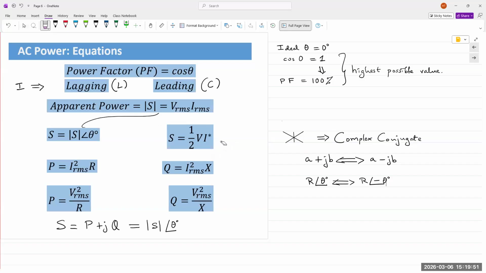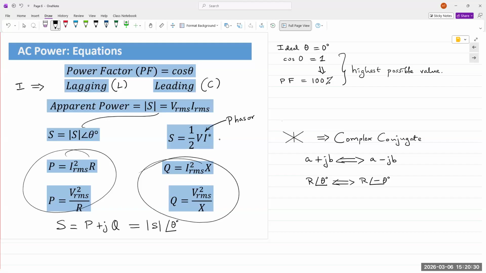In this equation, half VI asterisk, V and I are both in phasor form. Again, S is the total complex power, and so V and I are in phasor form. And then you have the standard power equations: P is equal to V squared over R, or I squared times R. We saw that in chapter 1. It's a fundamental equation. You probably also have seen that in physics. Those forms still apply in AC analysis. Those are fundamental equations. They do not change.